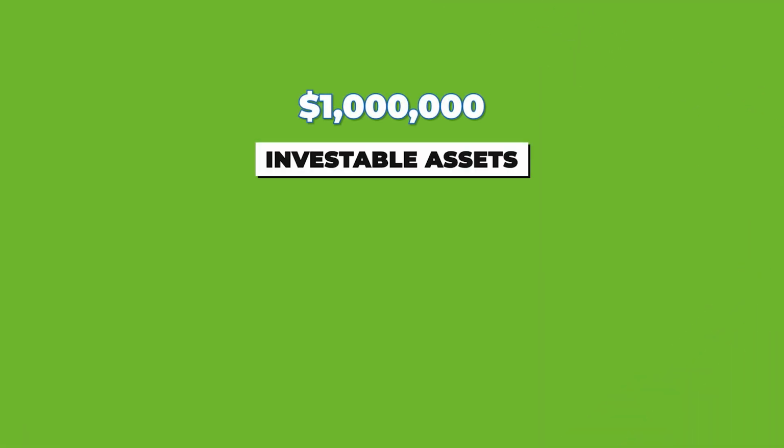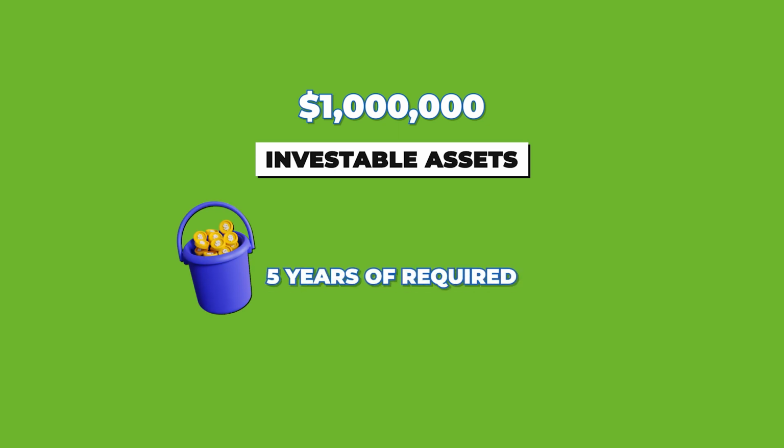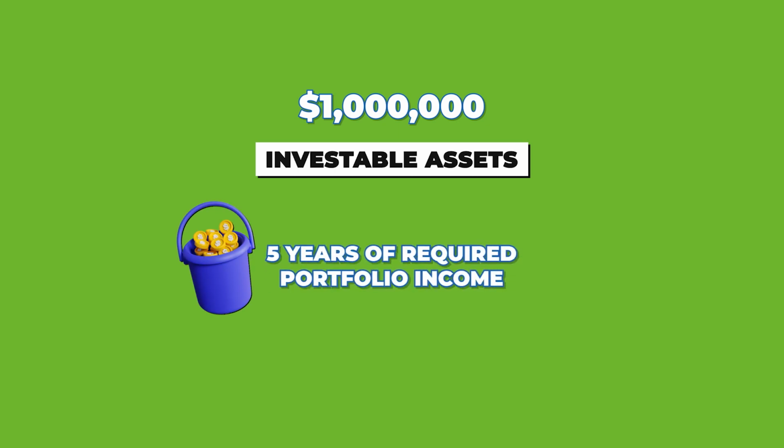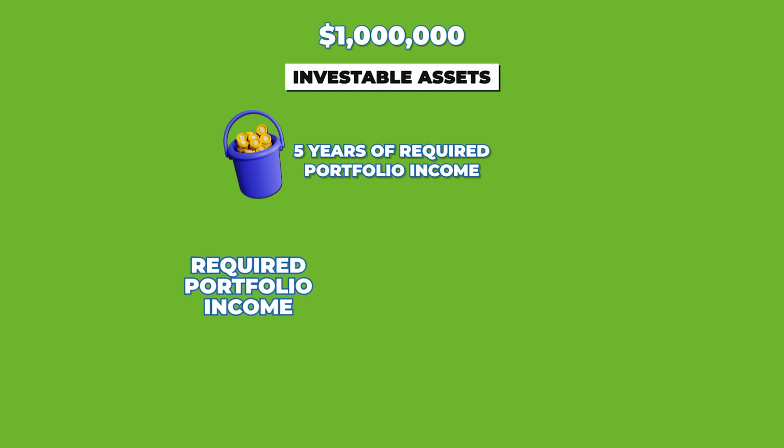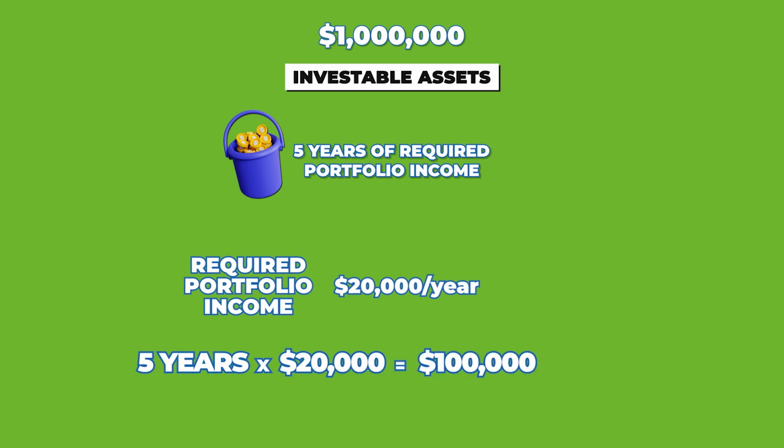So let's use an example here and say you have $1 million of investable assets at the point at which you retire. Now we can assign funding goals to each bucket. So with that $1 million, let's say the first bucket is going to have 5 years of expenses, or 5 years of required portfolio income, in it. So we would want to assign 5 years of cash or cash-like investments to that bucket. Let's say your required portfolio income is $20,000 per year. Well, bucket number 1 will have $100,000 of cash and cash-like investments in it.